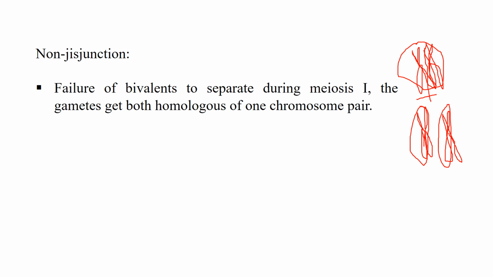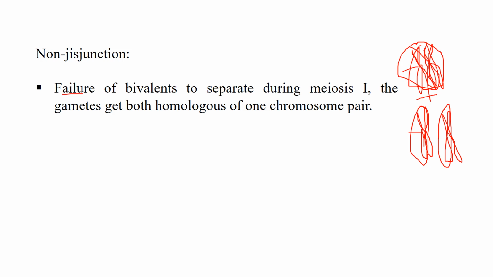Now what is non-disjunction? Non-disjunction is when the separation is not normal, when the chromosomes do not separate from each other, either at the separation of the homologous chromosomes or at the separation of sister chromatids. When sister chromatids or homologous chromosomes do not separate, this condition is called non-disjunction, and it leads towards numerical aberration. So non-disjunction is the most important factor in chromosomal aberration.